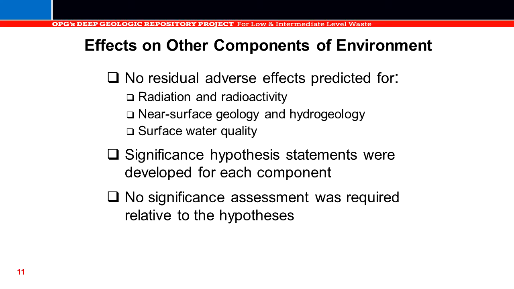For an effect on near-surface geology and hydrogeology to be significant, OPG hypothesized that there would have to be migration of contaminants of potential concern in excess of relevant criteria on a frequent and/or continuous basis, or alteration of the shallow groundwater flow regime to an extent that sensitive or critical habitats would be altered on a frequent or continuous basis.